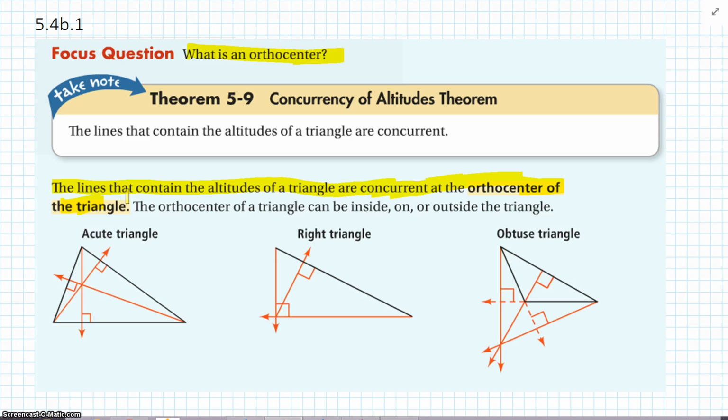The orthocenter of the triangle can be inside, outside, or on the triangle. For an acute triangle, the orthocenter is going to be inside of it. For a right triangle, the orthocenter is going to be a point on the triangle, and for an obtuse triangle, the orthocenter is going to be outside.